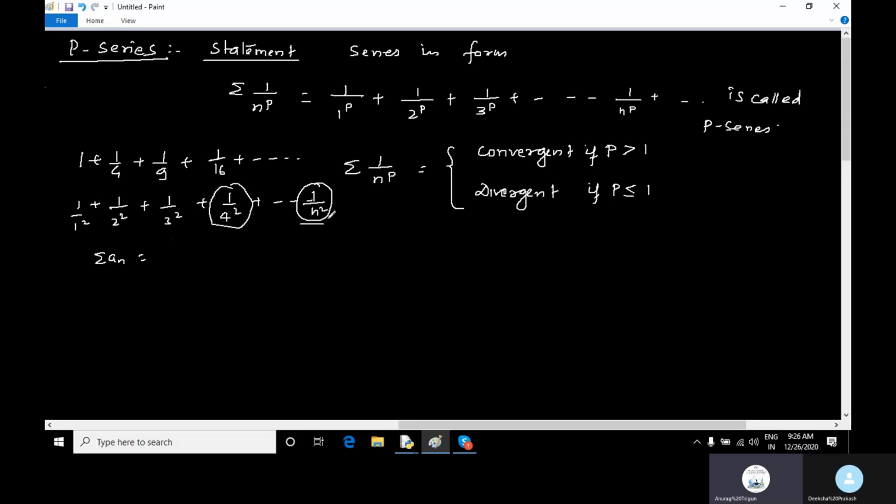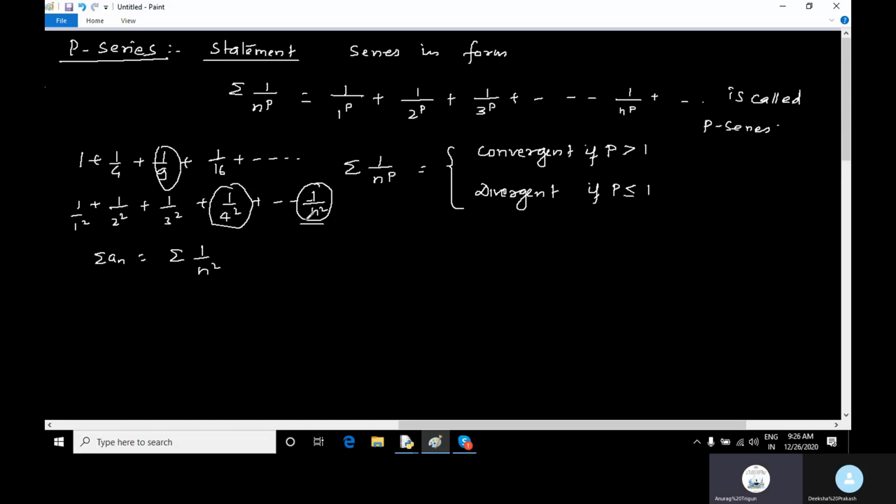Because if the nth term is wrong, everything will be wrong. So always, when you find the nth term by using AP or GP, try to check it. Like if you randomly put n equal to 3 or 2, check whether our nth term is correct or not. So we got the summation of 1 by n squared.